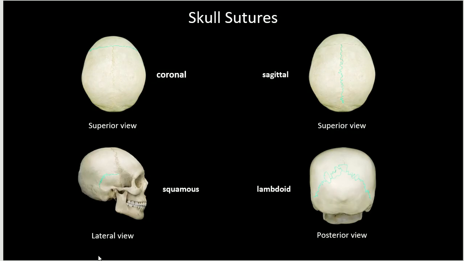So here are our skull sutures. So coronal, right there like a headband. Sagittal separates the midline, left and right. We've got squamous right above the ears, and then lambdoidal, upside down V shape or lambda symbol.